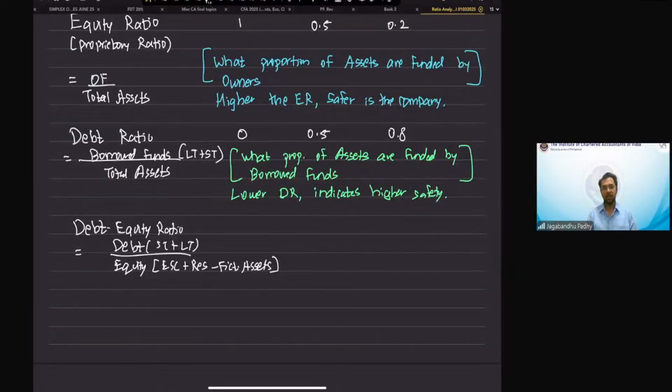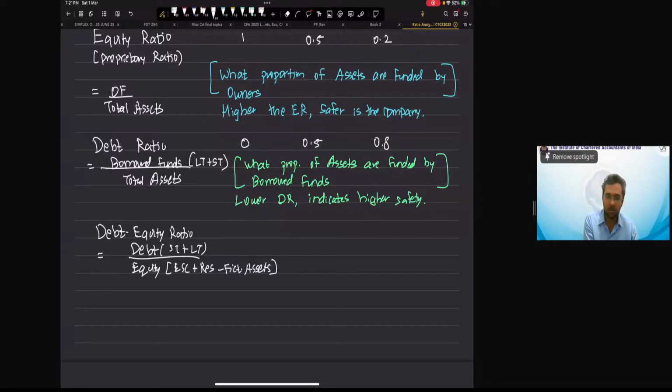What do you understand by fictitious asset? Fictitious asset is basically those assets which are stated at advertisement expenditure, preliminary expenses, deferred expenses, all those expenses which we have not charged to the P&L, which we have not booked as expense, but we are carrying that as an asset. Right? So that is actually not an asset because it's a debit balance.